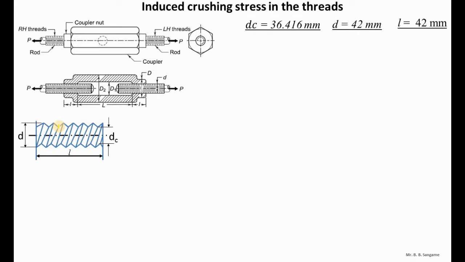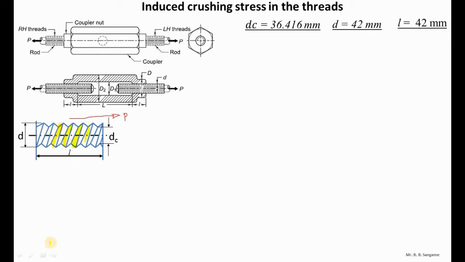here for a single thread I am going to show you along this flank. Suppose the acting force is acting towards the right side, the force of magnitude P, or PD, is acting. The left flank of every thread will get crushed. So this will be under crushing stress. If the force is acting towards the left, then the right side will get crushed. So we need to calculate the area under crushing.